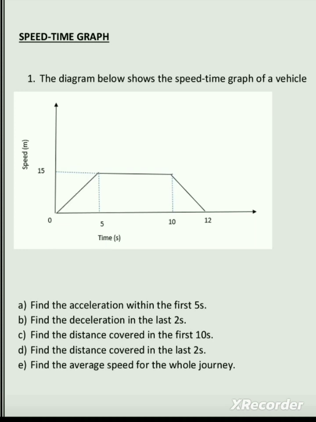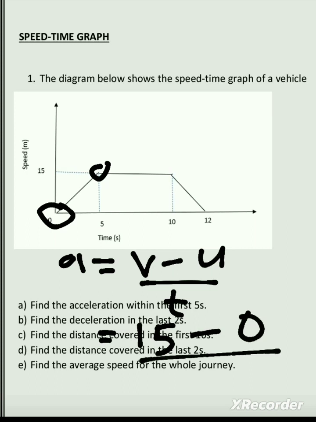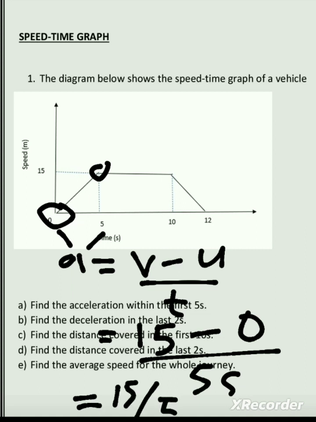What was the acceleration? So acceleration is v minus u over t. What's the v? The v is the final speed here, which is 15, minus u. U is the initial speed here, which is 0, over time from here to here. It's 5 seconds, the first 5 seconds. So it's 15 over 5, which is 3. 15 divided by 5 is 3 meters per second squared.